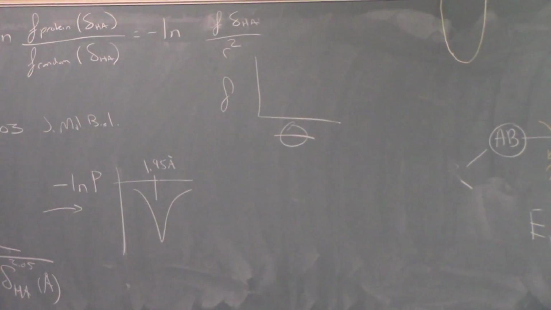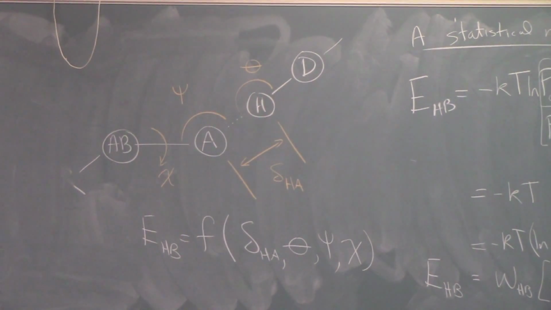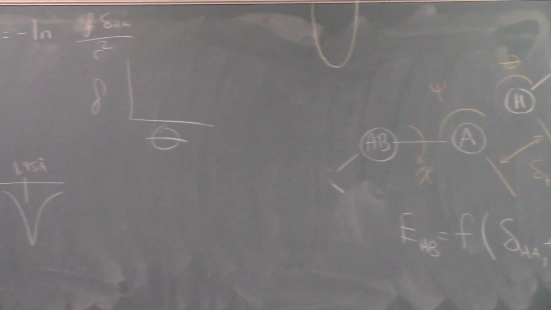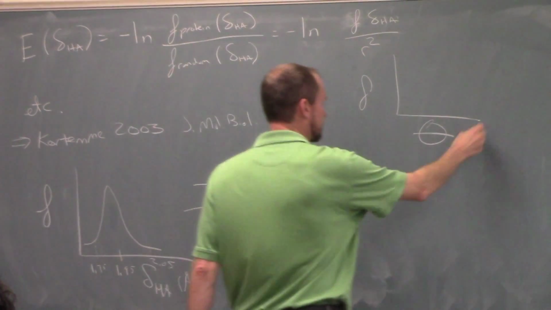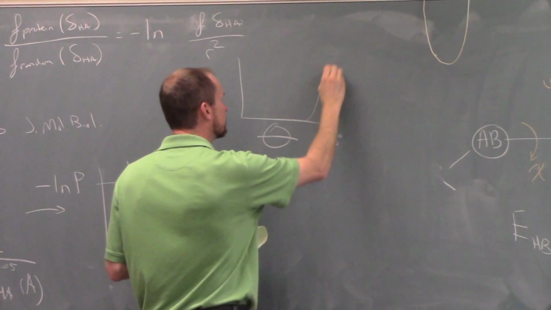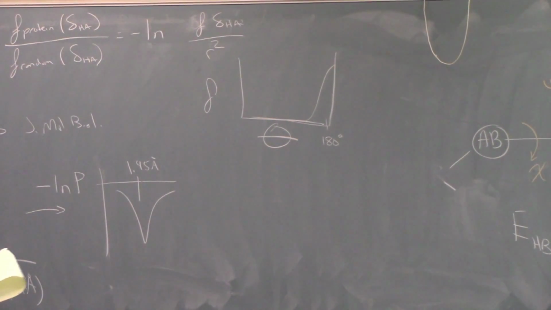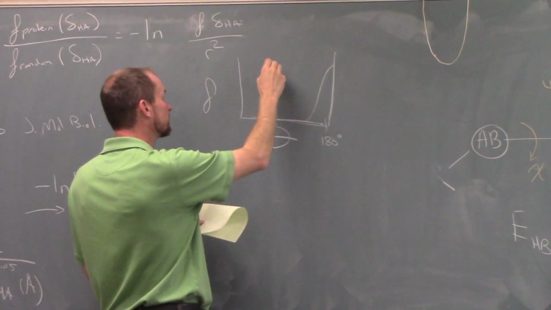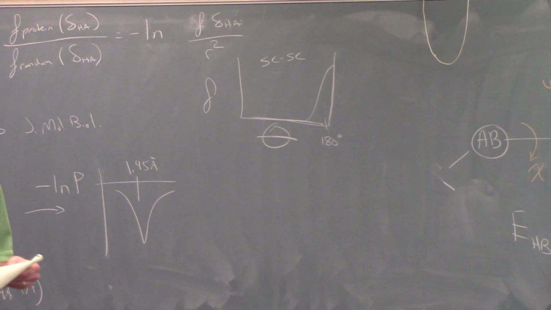What theta should we observe if we look at all proteins? Theta is the angle around the hydrogen, from the donor to the hydrogen to the acceptor. What angle do you expect to be most probable? 180. So it looks basically like that. Great. So this is true if we look at side chain hydrogen bonds.